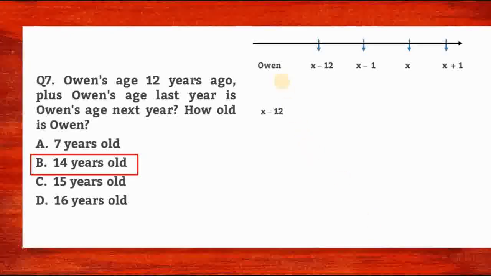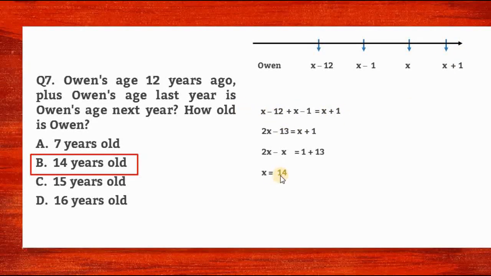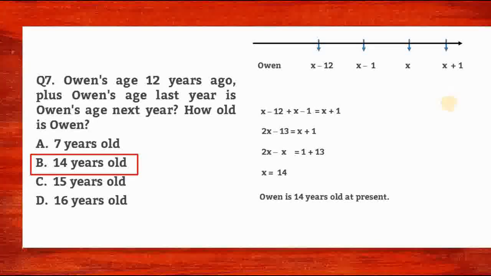The next step is to set up the equation, and the problem states that Owen's age 12 years ago, which is X minus 12, plus Owen's age last year, which is X minus 1, is equal to Owen's age next year, which is X plus 1. Thus, we have this equation. Solving further, we get X is equal to 14. Thus, Owen is 14 years old at present. If we are asked of Owen's age next year, that is X plus 1. If we are asked of Owen's age 12 years ago, that will be X minus 12, or 2 years old.